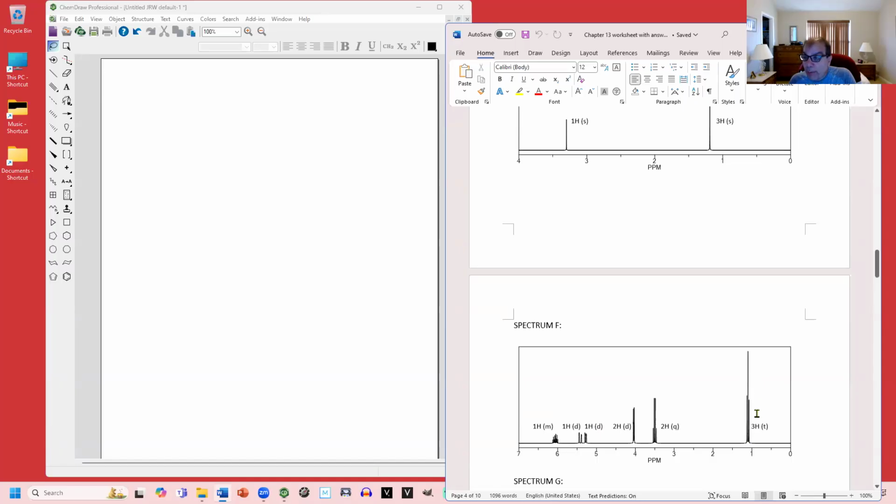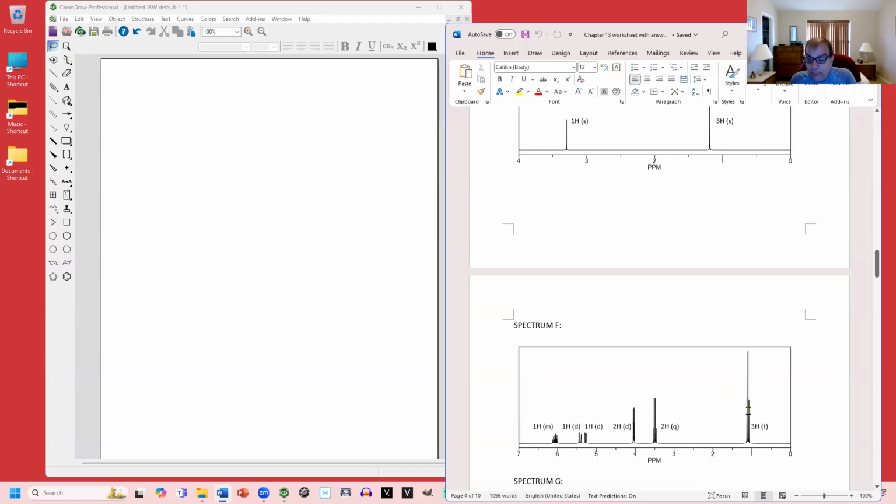It's split into a triplet because of the 2 adjacent hydrogens. So 2 plus 1 equals 3. You take the number of adjacent hydrogens and you add 1. 2 plus 1 is 3. You will have 3 peaks in that resonance. Similarly, this quartet is the CH2 resonance. It's split into a quartet, into 4 peaks, because of the 3 adjacent hydrogens in the CH3. 3 adjacent hydrogens, 3 plus 1 is 4, 4 peaks.